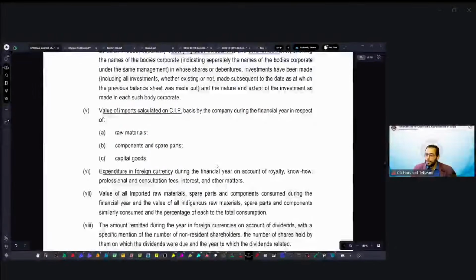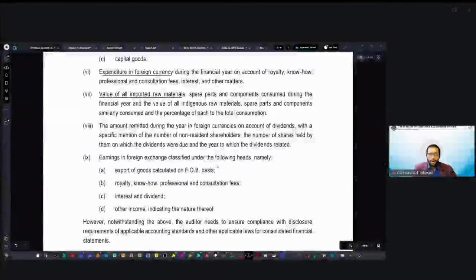Now, foreign currency for the purpose of India is anything in the US dollar or Singapore dollar. What if my entity is in Singapore? How will you determine the expenditure in foreign currency? Will you classify the entire expenditure done by that particular entity as expenditure in foreign currency? Again, value of all imported raw materials, amount remitted during the year in foreign currencies on account of dividend, earnings in foreign exchange: export of goods, royalty, know-how, interest, dividend.